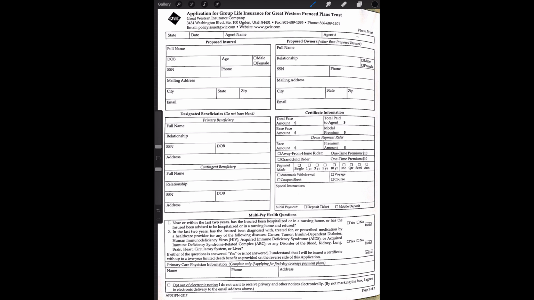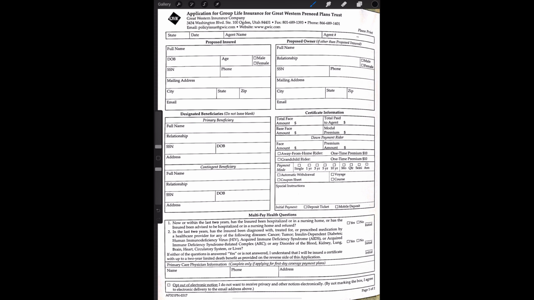So first off, we'll start here with this paper application. I've imported photos of the paper application to my iPad here using an app called CamScanner. If you don't have that app, it is extremely useful. I'd highly recommend getting it. It is free, but you can scan your applications and send them over to policy issue right from your phone. It's the easiest way to submit an application. I'd highly recommend looking into it if you're not already doing something similar.